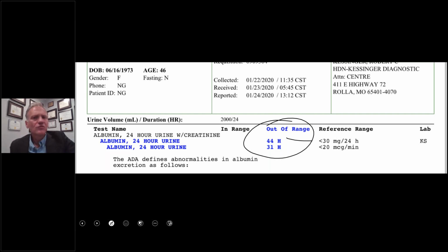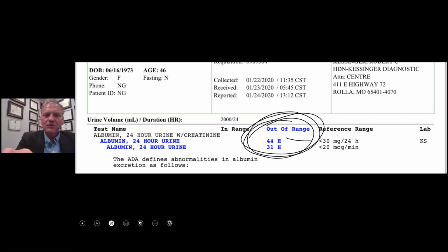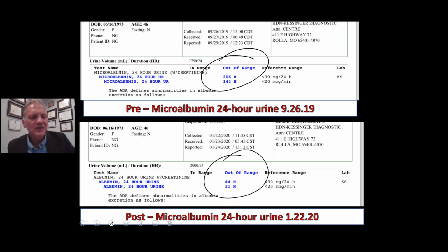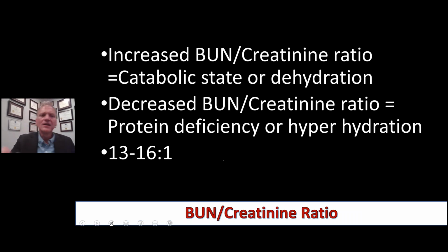Probably because we took her through some detoxification and some other things, it will bounce back. But since I did the microalbumin, I was able to see that she went from 206 down to 44. She's losing less protein, so she's getting healthier there. All right, so I'm going to give you some things to do with kidneys, some protocols, and then we'll call it.